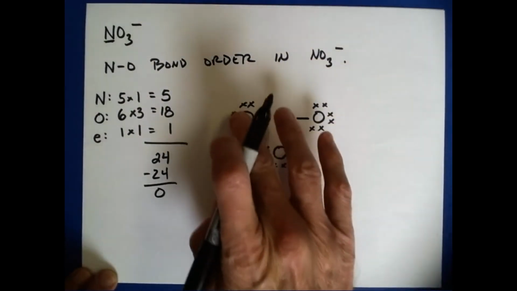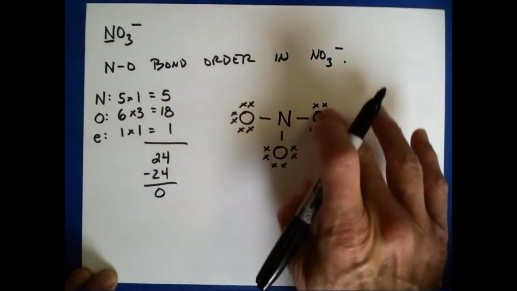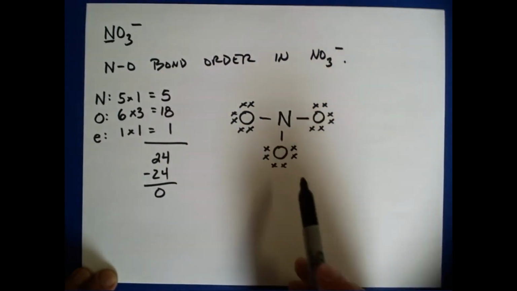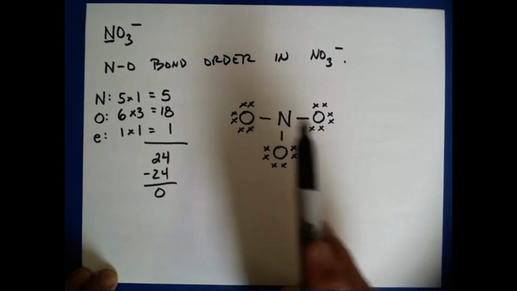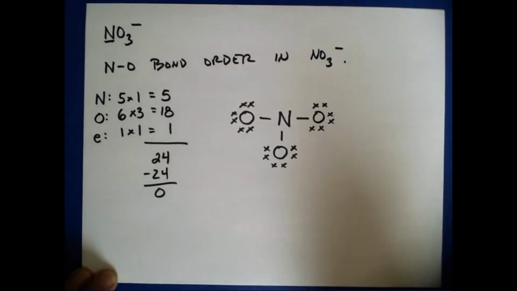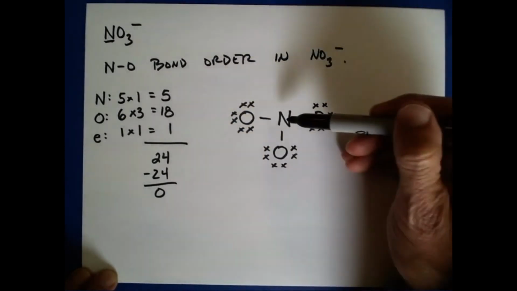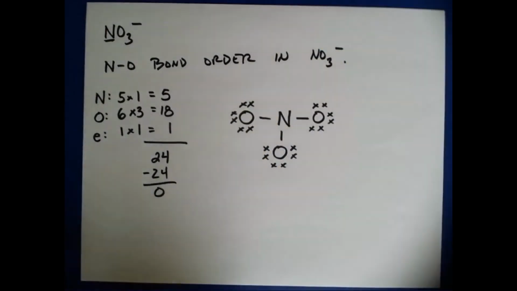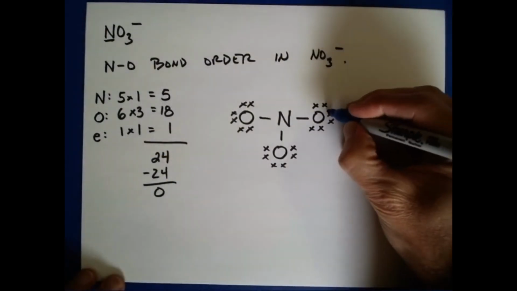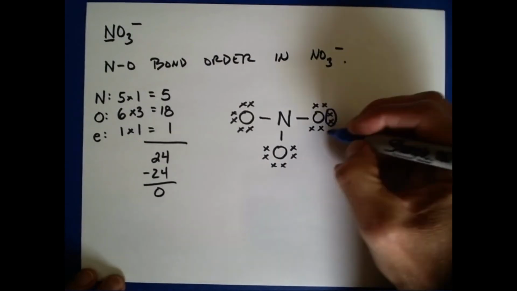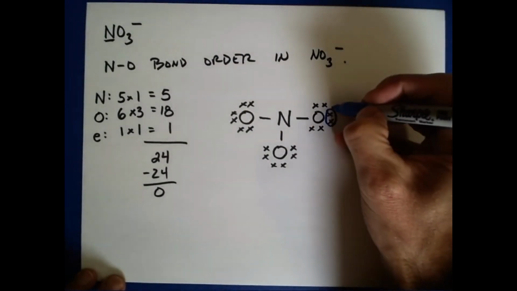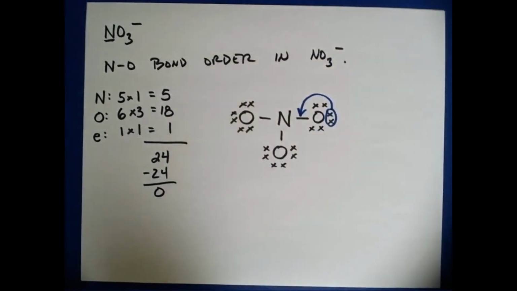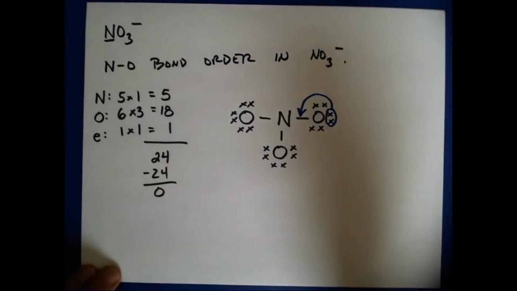Well, we know our terminal atoms are satisfied with an octet because we just gave them an octet. Now we check our central atom, and we notice that our central atom has 1, 2, 3, 4, 5, 6. Well, this needs 2 more. How do we fix that? What we're going to do is move a lone pair of electrons on one of the oxygens, it doesn't matter which one, into a bond pair with the nitrogen atom.